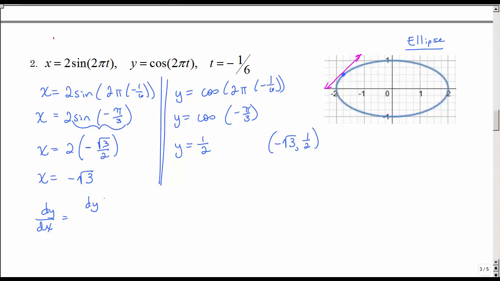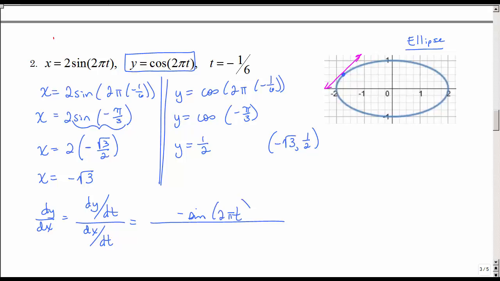So remember, we're going to take the derivative of y with respect to t and the derivative of x with respect to t. Alright, so here's my y. How do you take the derivative of cosine? That's negative sine of 2 pi t multiplied by the derivative of your angle. Now remember, 2 pi is just a constant, times t, so we would have to then multiply this times 2 pi.